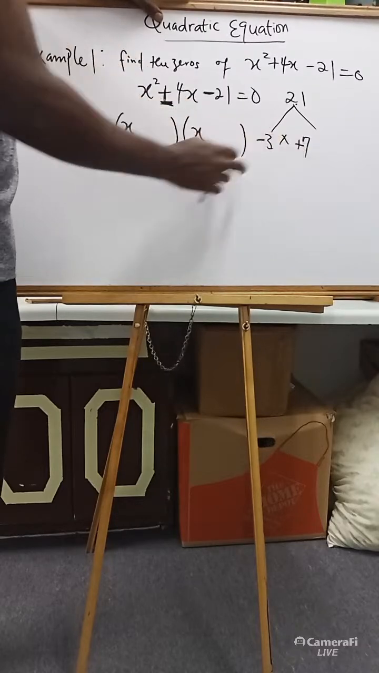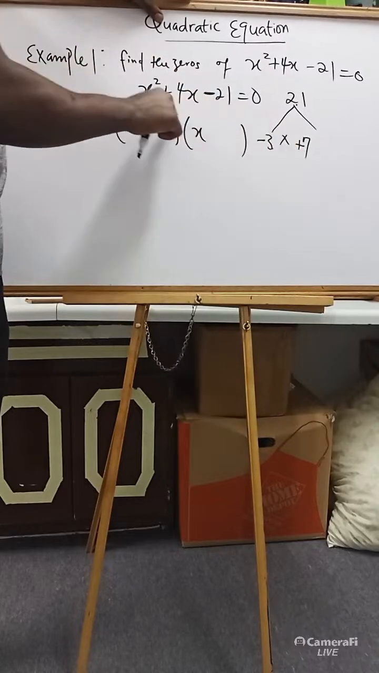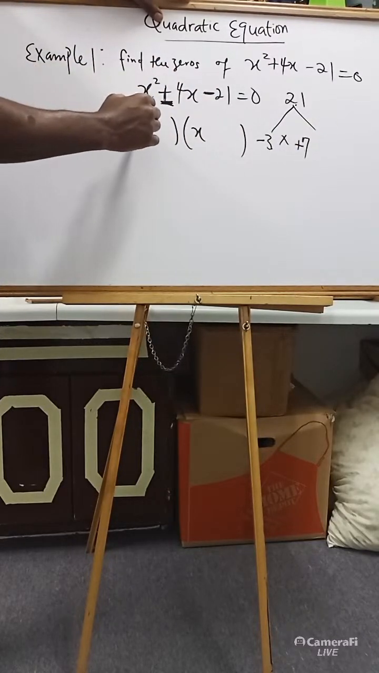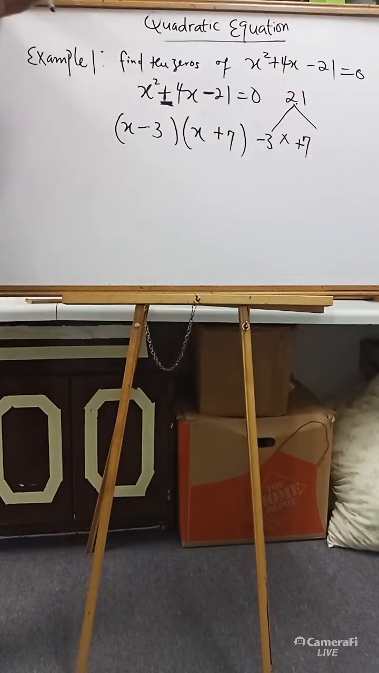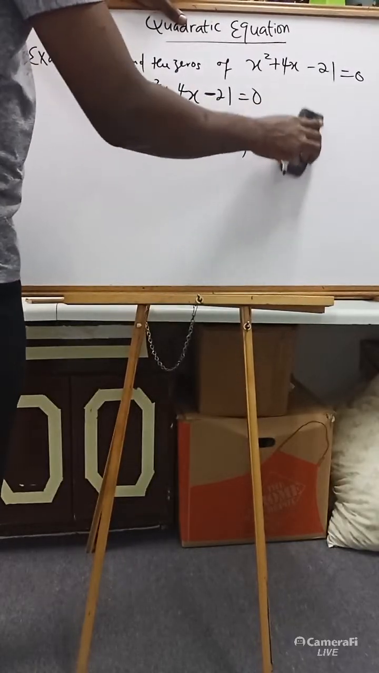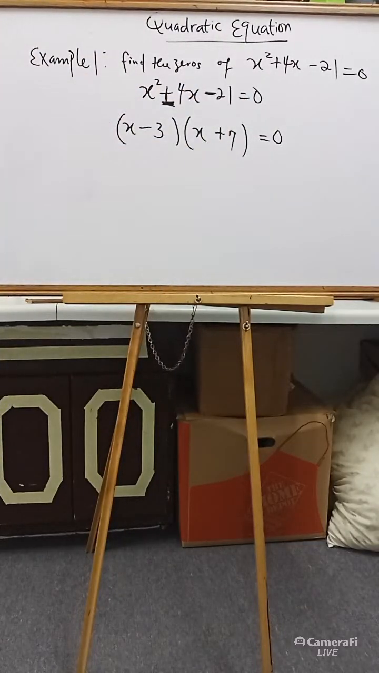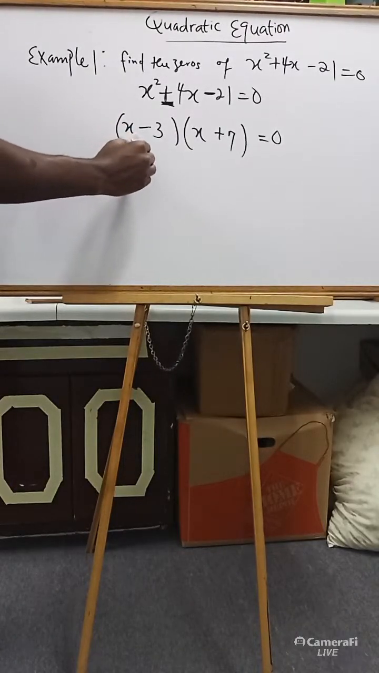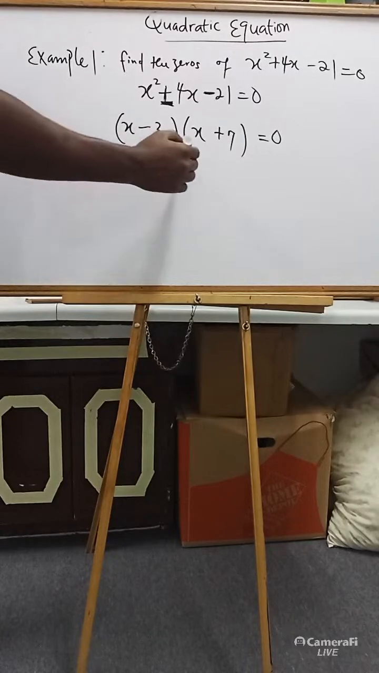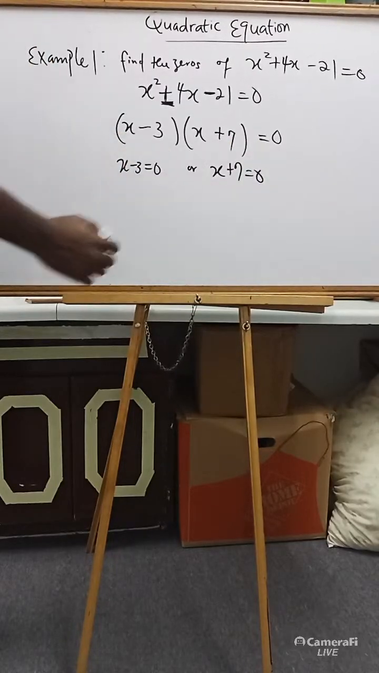Now, let's look at it. Negative 3 multiplied by positive 7 gives what? Negative 21. Minus 3 plus 7 gives what? Plus 4. So for you to fill in this, you are going to have minus 3 plus 7. Okay? Minus 3 plus 7 equals 0. So, to get the values for x, you have your x minus 3 equals 0, or your x plus 7 equals 0.